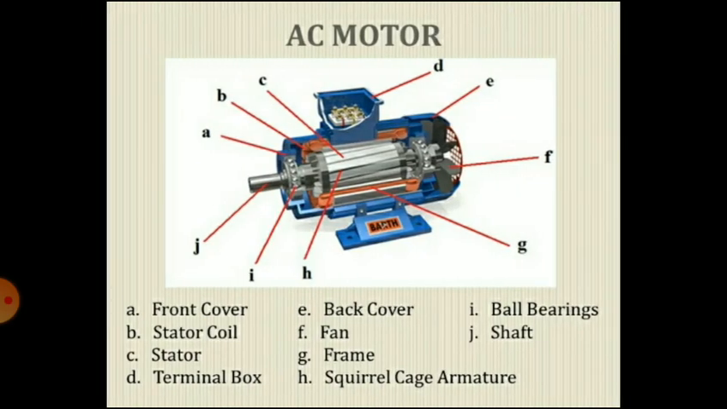So you can see the various parts of AC motor. A is a front cover, B is a stator coil, C is a stator, then D is a terminal box, E is a back cover, F is a fan, then G is a frame, H is a squirrel cage armature, and J is a shaft.